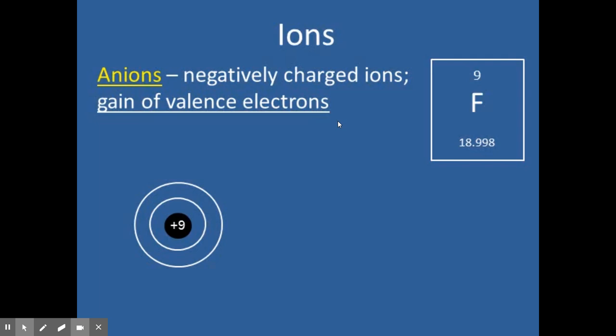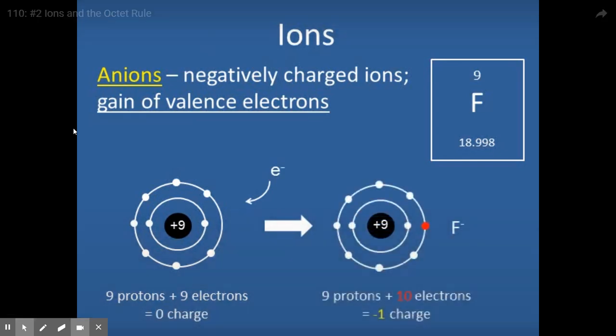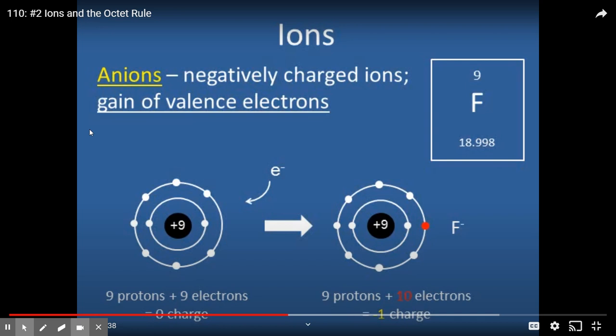In the case of fluorine, we see that it will normally form a negatively charged ion, which is called anions, and this results from the gain of valence electrons. So fluorine is atomic number 9, which means that it has 9 protons and, in its neutral state, 9 electrons for a 0 charge, which means it also has 7 valence electrons and thus easily picks up that 8th valence electron to have its full outer orbital, thus fulfilling the octet rule. And now we see that fluoride ion has 1 additional electron over the protons and thus carries a -1 charge.